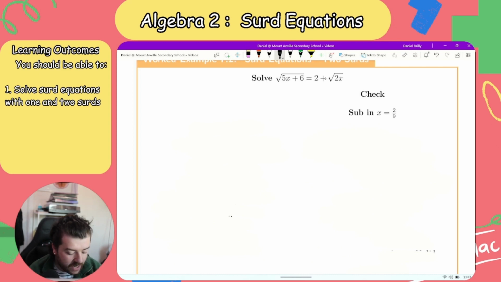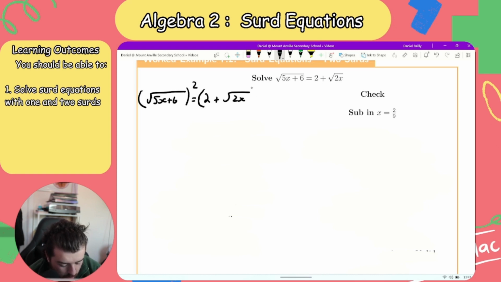So I have two surds here. Well, I'm lucky out because they're both on opposite sides. So I can now just start by squaring both sides. Root 5x plus 6 equals 2 plus root 2x. Square both sides. I'm squaring all of this.